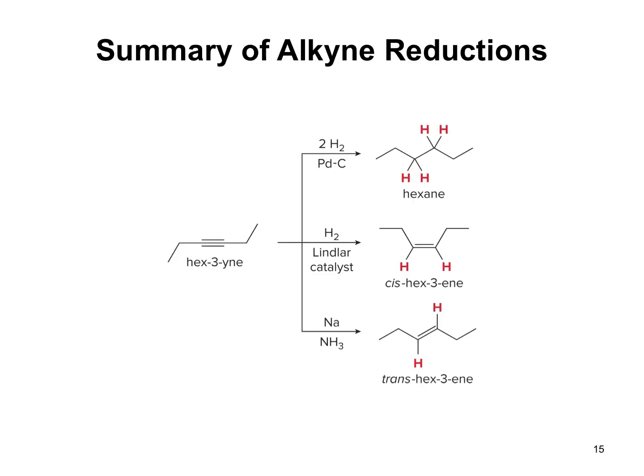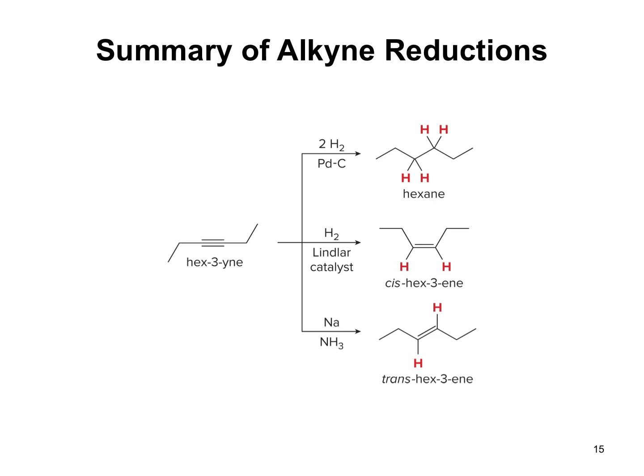So let's look at a summary of alkyne reactions. We see alkynes here. We can add H2 and palladium on carbon. We can add H2 with a Lindlar catalyst and get cis. We can add the dissolving metal and get trans. So we can go from an alkyne to an alkane. We can go from an alkyne to a cis-alkene. And then we can go from an alkyne to a trans-alkene.